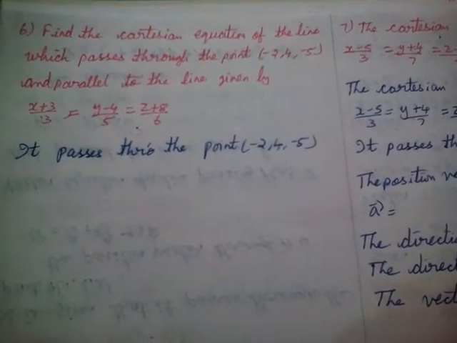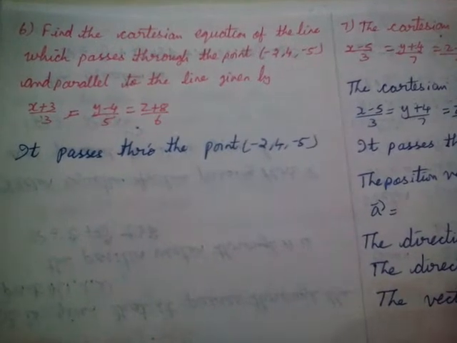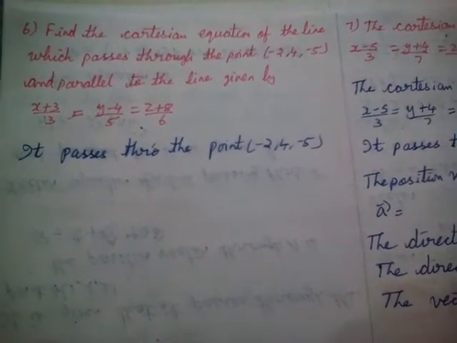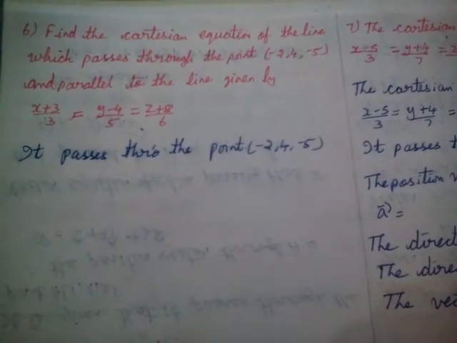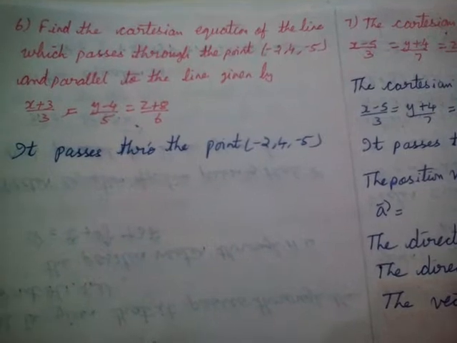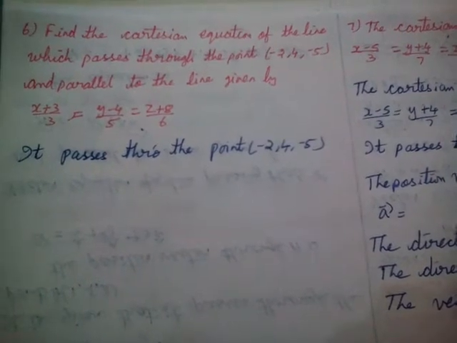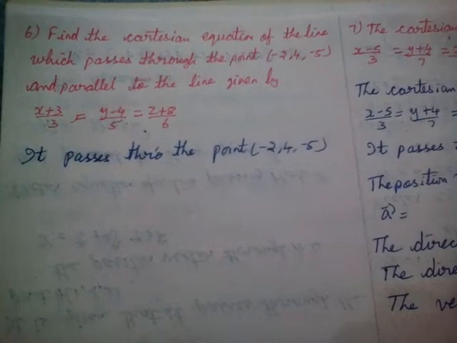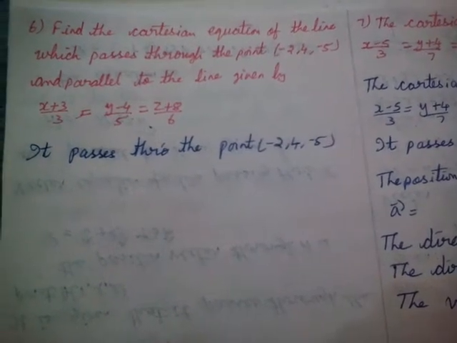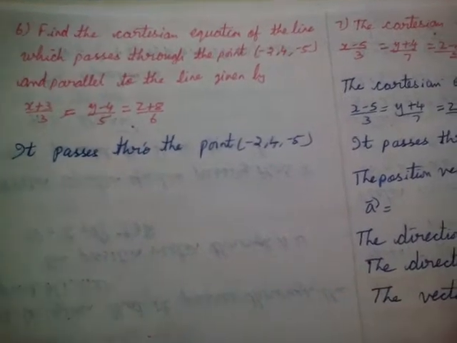Now moving on to the sixth sum. Find the Cartesian equation of the line which passes through the point minus 2, 4, minus 5 and is parallel to the line given by (x plus 3) by 3, which is equal to (y minus 4) by 5, which is equal to (z plus 8) by 6. Now you are asked to write the Cartesian equation of the line passing through this point and parallel to another line. So it passes through the point minus 2, 4 and minus 5, and it is parallel to this line.